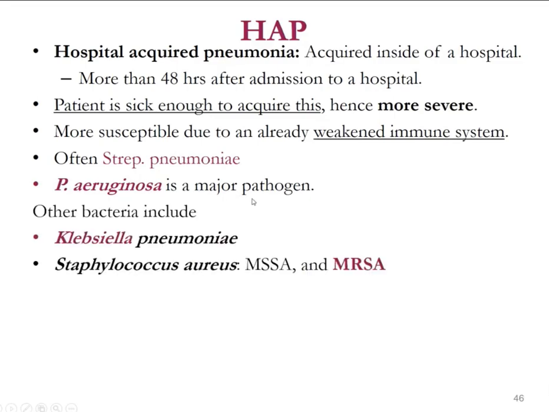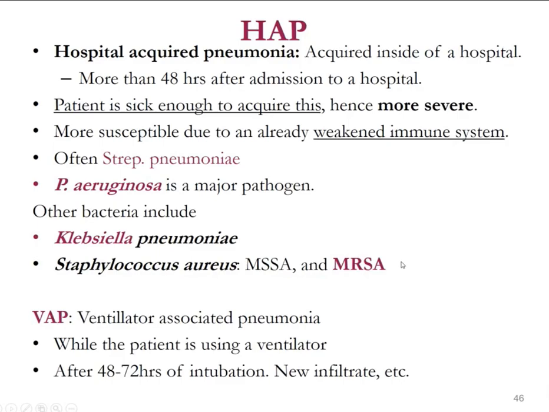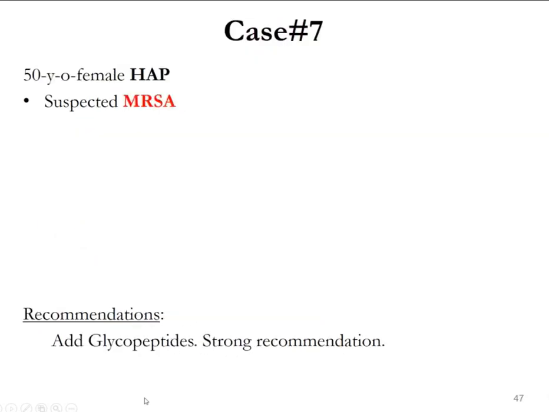Often Strep pneumoniae, Pseudomonas aeruginosa is the major pathogen. Klebsiella pneumoniae, Staphylococcus MRSA you should cover. Those are serious because they can make people die. That is the reason we are covering that. Ventilator-associated pneumonia, while the patient is using a ventilator, you can read all those.